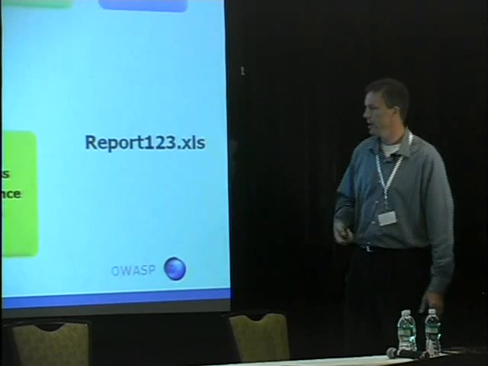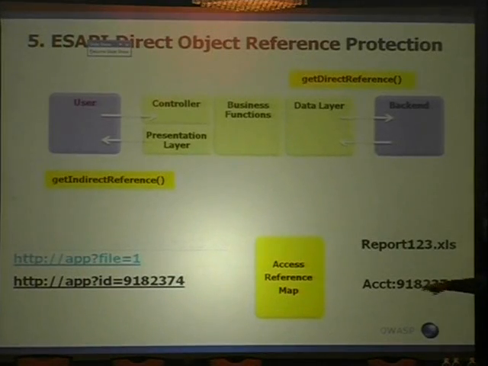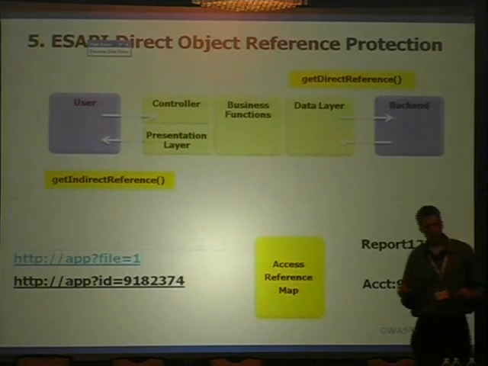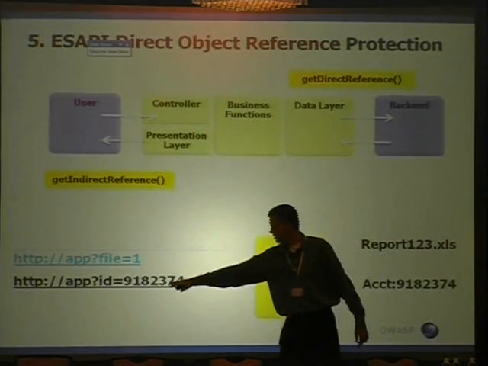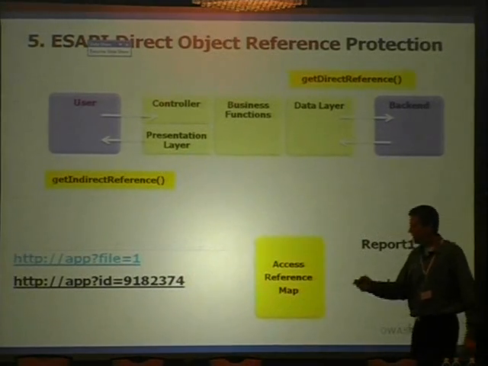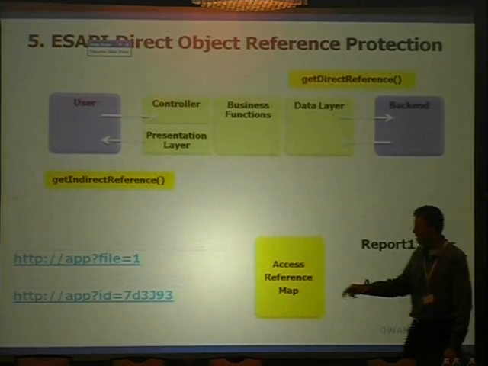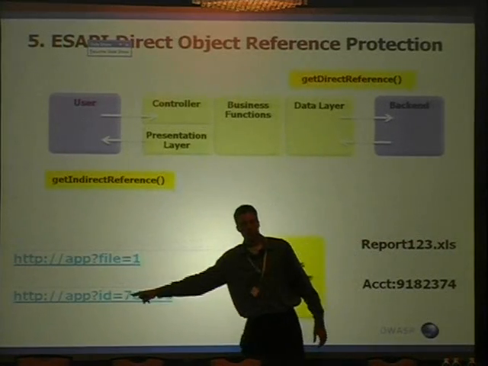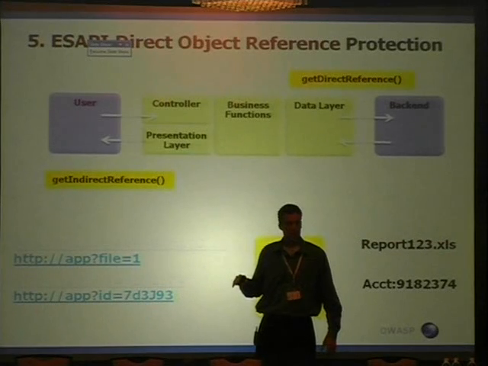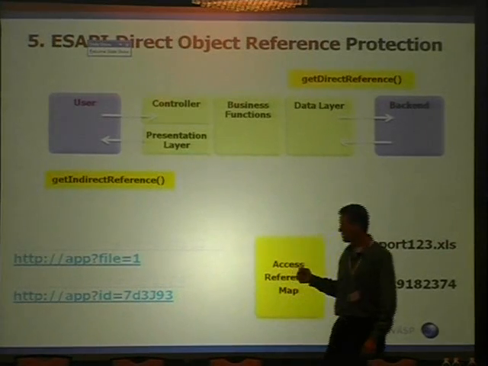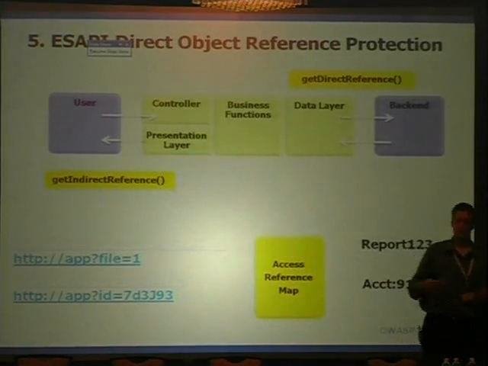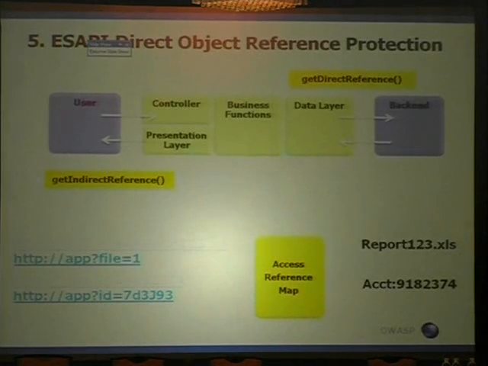Here's another example where people are exposing their database keys. Database key is another kind of direct object reference. And so we can translate those into some kind of indirect object reference, in this case, a random string. So we've got both kinds of access reference maps here. You can do integers or you can do random strings. There's a few benefits to random strings if you want a little added CSRF protection, but there's no requirement to use either one.